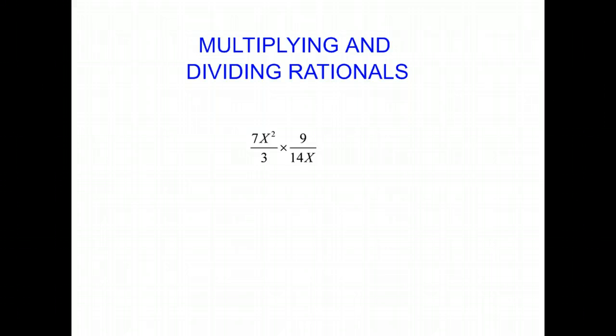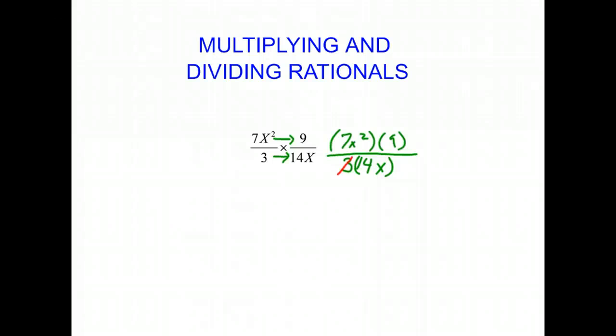Alright, so here, just like in a fraction, all we're going to do is multiply across. So it's going to be 7x squared times 9, all over 3 times 14x. Now I like to simplify as I'm multiplying so the numbers don't get that big, so we just keep them small and easier to work with.